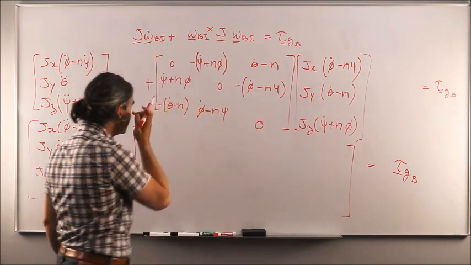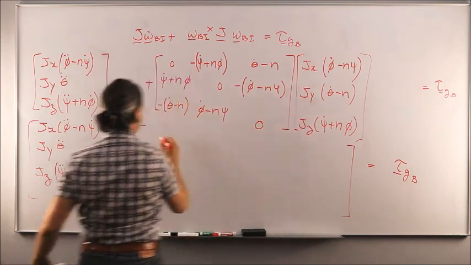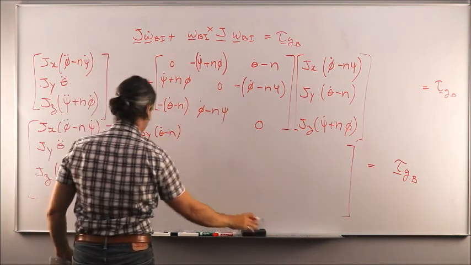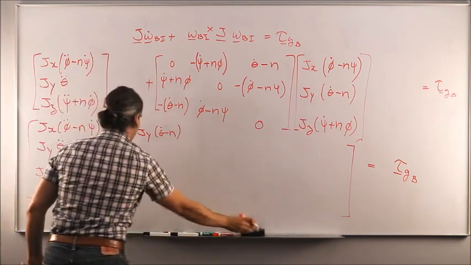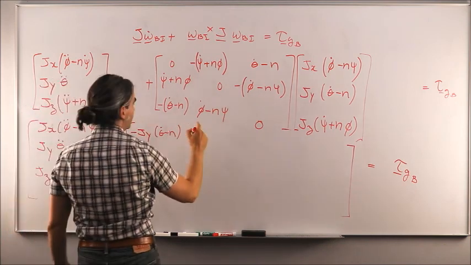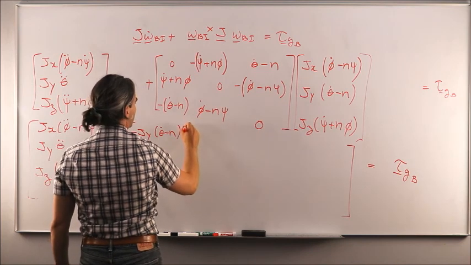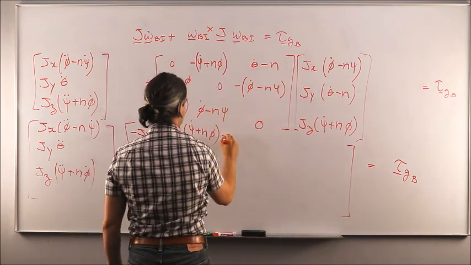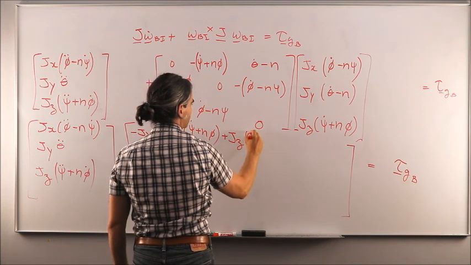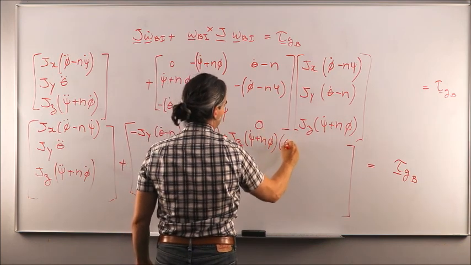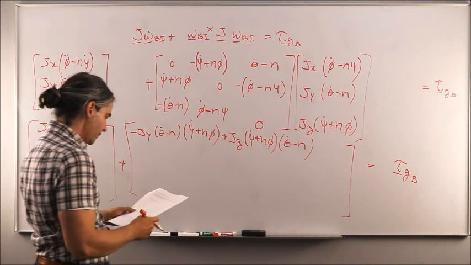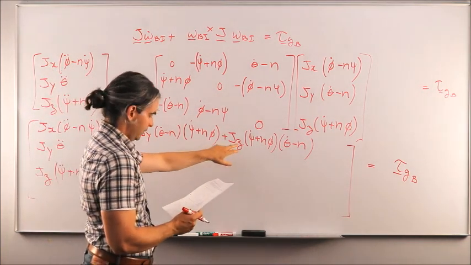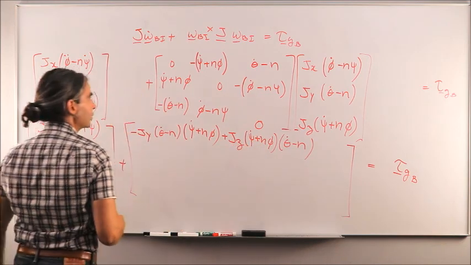Okay, so here we go. 0 times that plus Jy, theta dot minus N times this guy. I should have put the minus sign up front. Like that. Okay. Minus Jy times this times this plus N. Like that. Plus this times that. And this one. All this is for the X component, if I'm not mistaken. Let's just double check here. So far, so good.